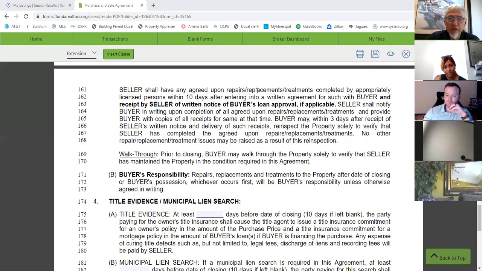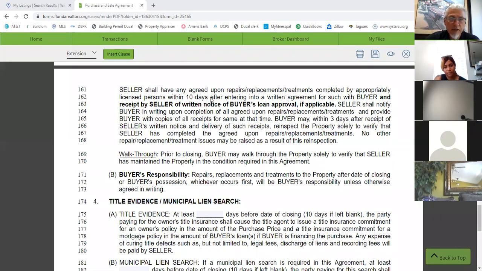Seller shall have agreed to repairs, replacement, treatments completed by appropriately licensed persons within 10 days after entering into the written agreement for such, and receipt by the seller of written notice of the buyer's loan approval, if applicable.